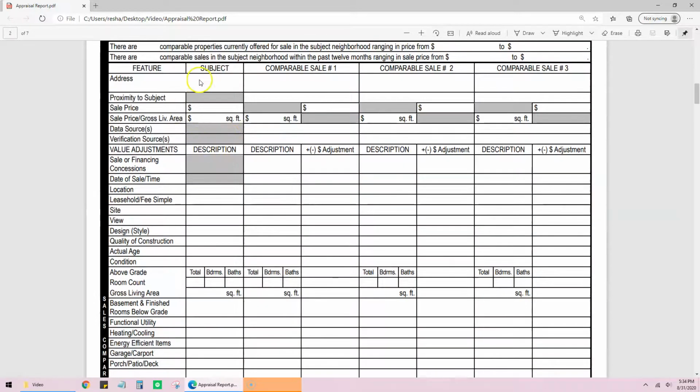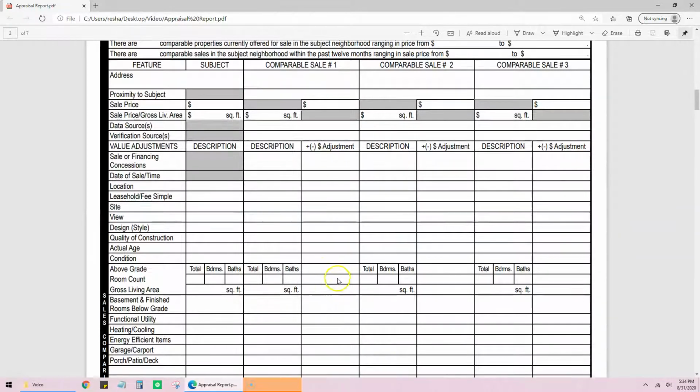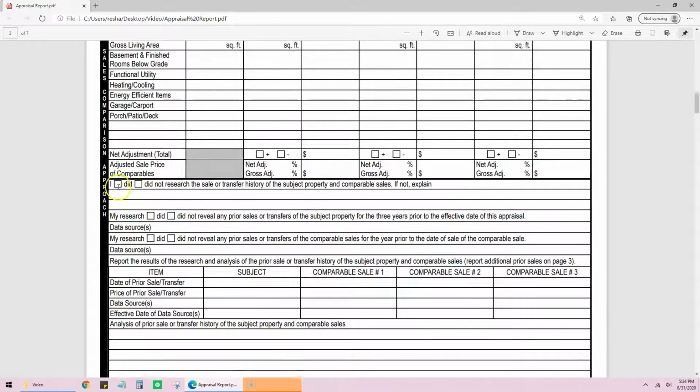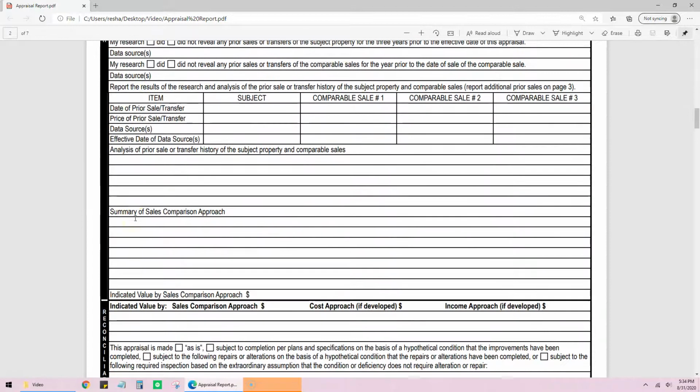So they would have the subject property here under subject, talk about the rooms, bedrooms, what's going on with the heating and cooling, does it have a porch or deck, does it have a garage, and then it would add those comparable sales, 1, 2, 3. And also they would either make a negative or positive adjustment based on the actual value to the home. And then this is additional. So this is the sales comparison approach.